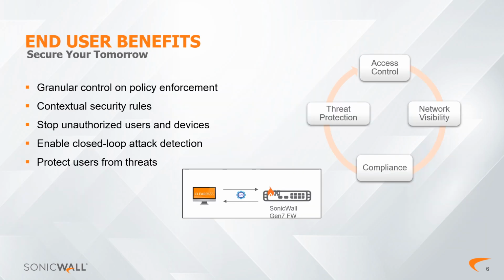End user benefits. SonicWall Gen 7 firewalls provide integration with ClearPass NAC through RESTful API. An important benefit of this type of integration is how it offers granular control on policy enforcement based on various factors, such as user role, health posture status, device type, or other attributes. Static security rules can be changed into contextual security rules.